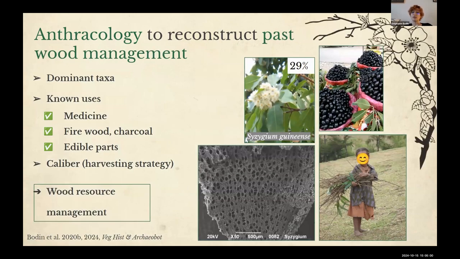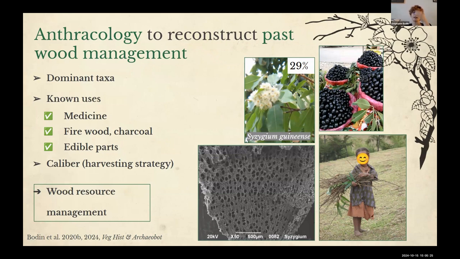You can also use charcoal identification to reconstruct past wood management. So here you will focus on dominant taxa rather than rare ones, because these dominant taxa can reflect the wood that has been preferred, selected intentionally by past people.